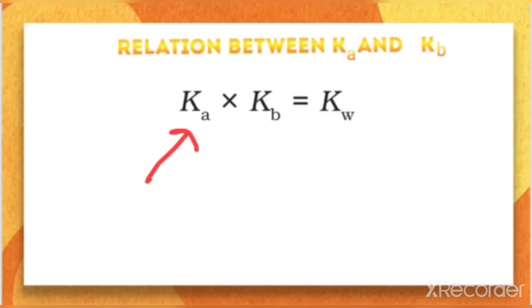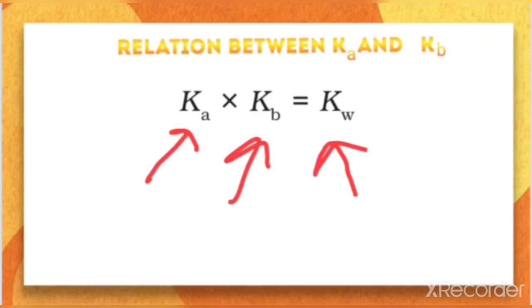Now let us derive a relationship between Ka and Kb. So what is the relation between these two? Ka into Kb is equal to Kw, where Ka is the ionization constant of the weak acid, Kb is the ionization constant of the weak base, and Kw is the ionic product of water. The derivation of this relation I will be sending in the form of images, and the explanation will be done in audio form.